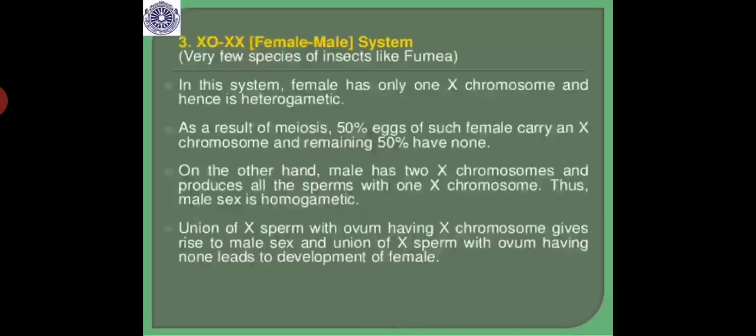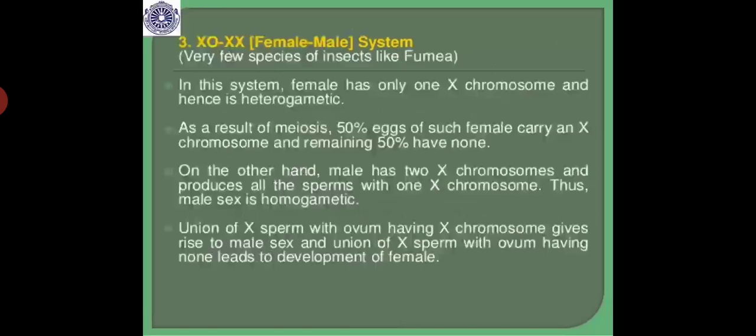Then the third type, X0-XX system, which is said to be female male system or female heterogametic, and it is said to be female heterogametic because the female is having only one X chromosome, and it is found in very few species of insects like Fumea. In this system, female has only one X chromosome, as I said, and hence it is heterogametic, whereas male is said to be homogametic here because male has two X chromosomes.